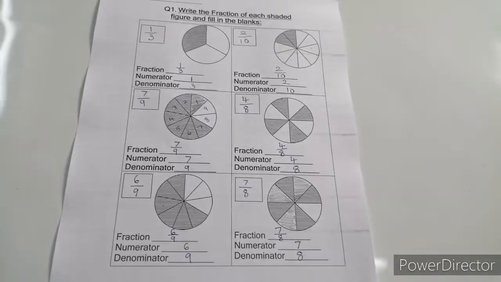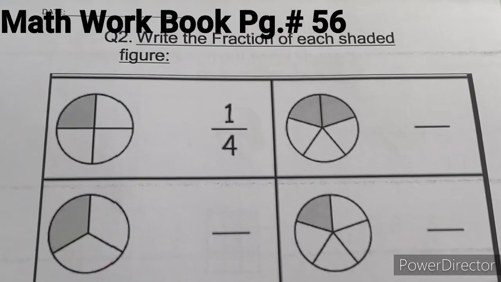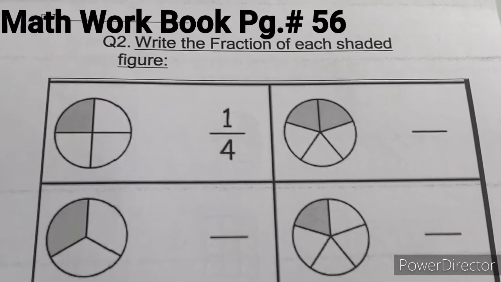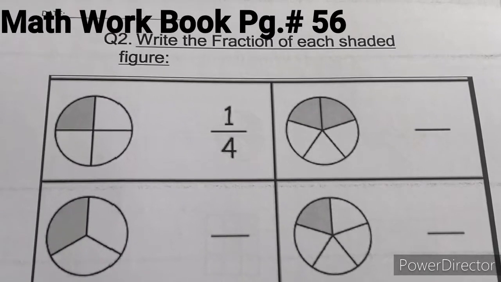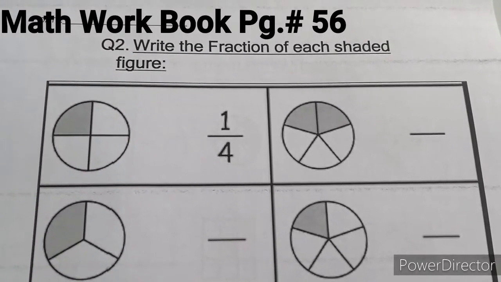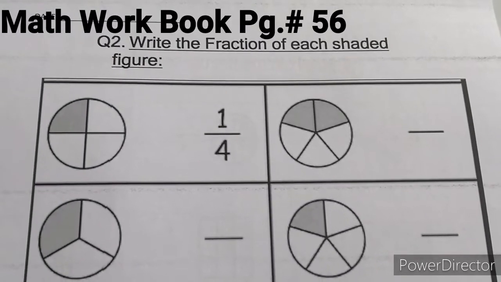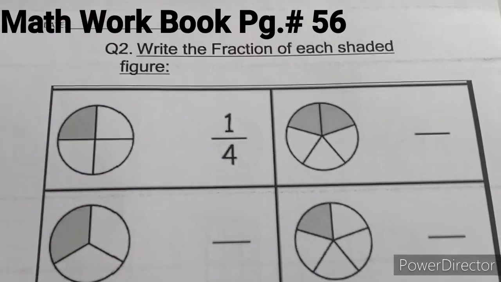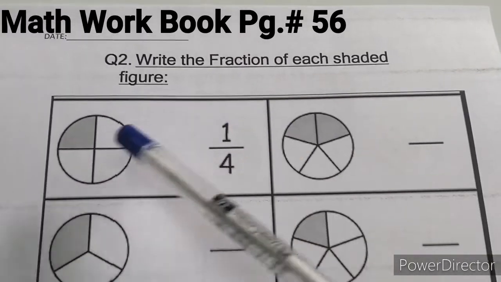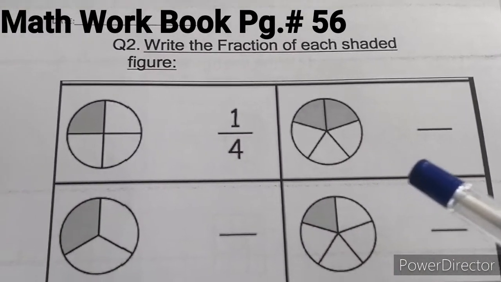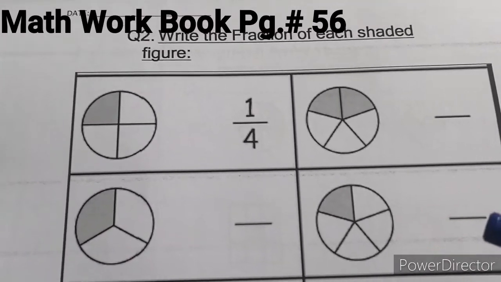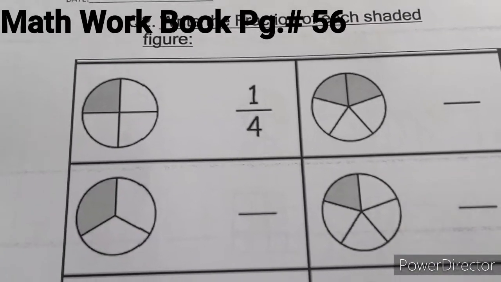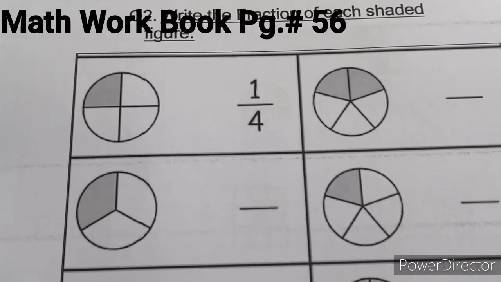So I hope all of you have got these answers. We are on page number 56. All of you do it along with me. First, let's read the question. Write the fraction of each shaded figure. Question number 2. So, they have given us a shaded figure and we have to write the fraction. In the earlier first question, we wrote the numerator, denominator and then we wrote the fraction. Here, we have to just see the picture and write the fraction directly.